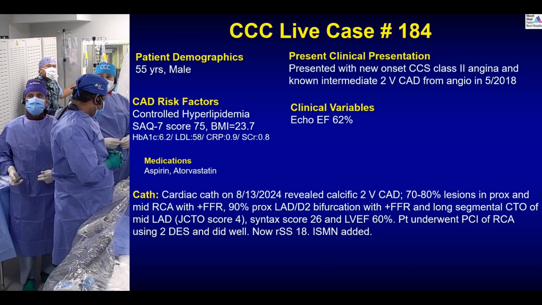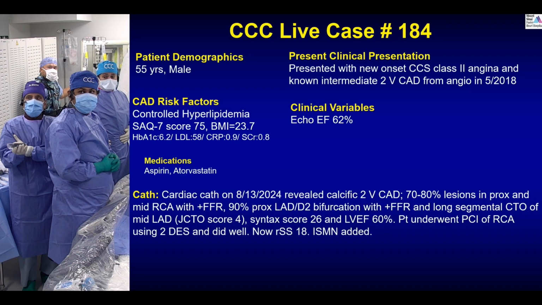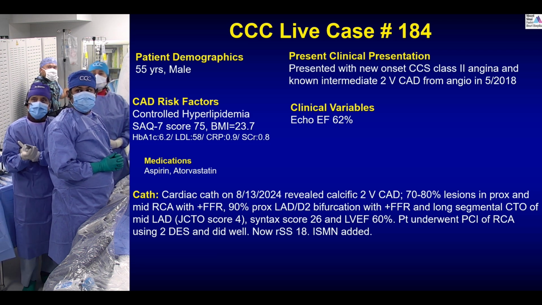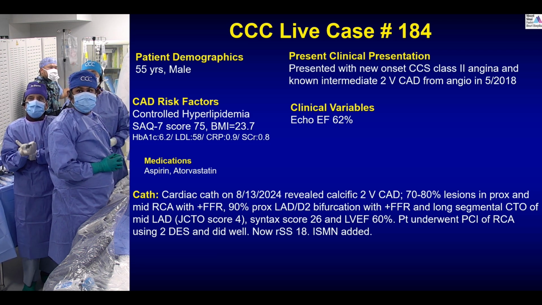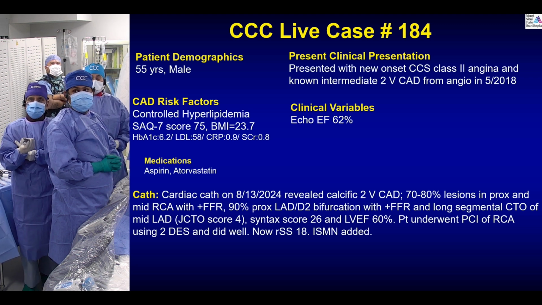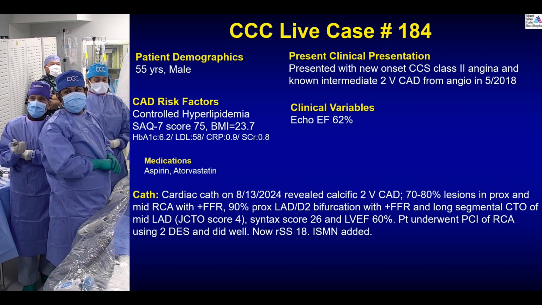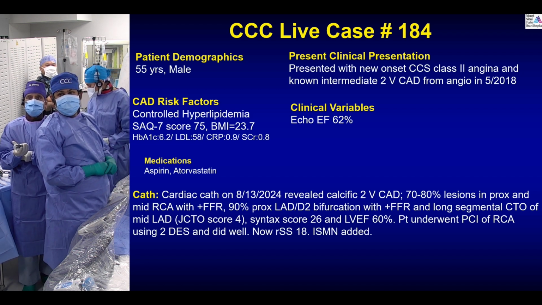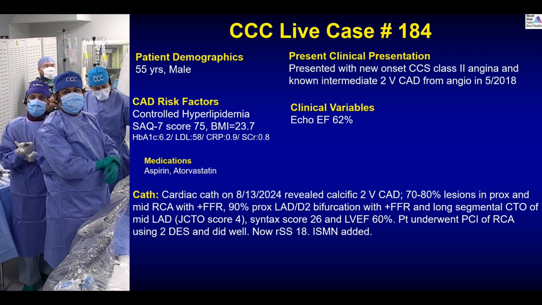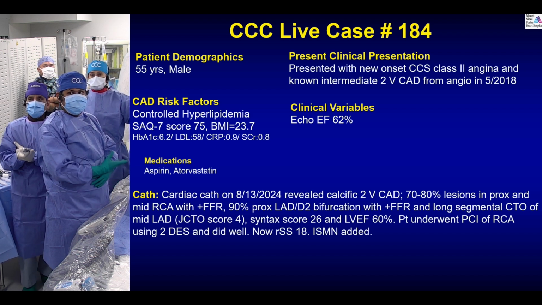Okay, this is a 55-year-old male. I would say he is probably one of the healthiest patients we are presenting in over 184 cases. He does not have many risk factors: a little high lipid, very well controlled, as you can see, on only aspirin and atorvastatin, SAQ score 75, good BMI. All the risk factors are very good, with LDL of 58, probably should be 55. He had a little bit of elevated A1C, but not on any medication.